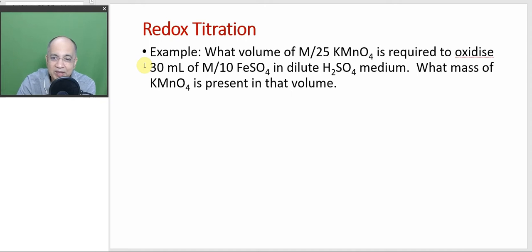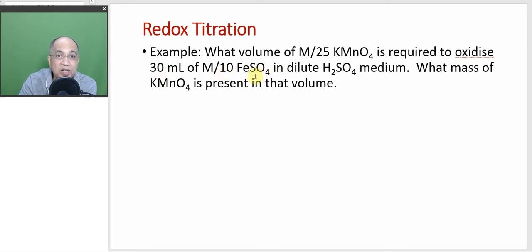That we know. Now, what volume of M by 25 potassium permanganate is required to oxidize 30 ml of M by 10 ferrous sulfate in dilute sulfuric acid medium? What mass of KMnO4 is present in that volume? So it is a simple titration, a redox titration. You know the volume, you know the concentration, you convert into normality.